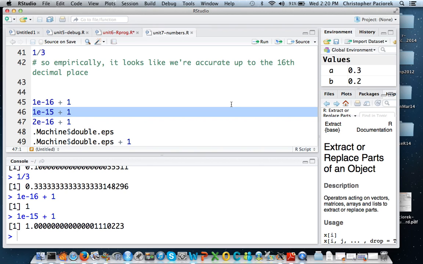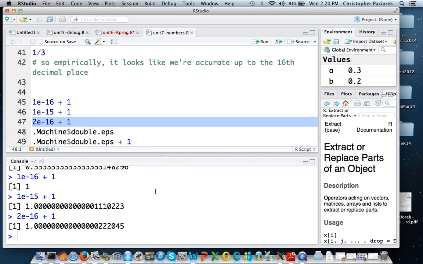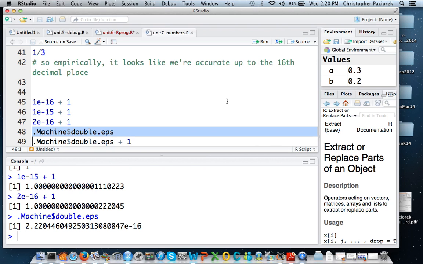This inaccuracy is basically the same inaccuracy we've already seen in the positions past the 16th position. We can actually do this with 2 times 10 to the minus 16, and we actually get something that's a bit different than 1. So it turns out machine epsilon is essentially 2 times 10 to the minus 16. And if we look at our special .machine object in R, double.eps is what R calls machine epsilon. And so we'll see that it is basically 2 times 10 to the minus 16.